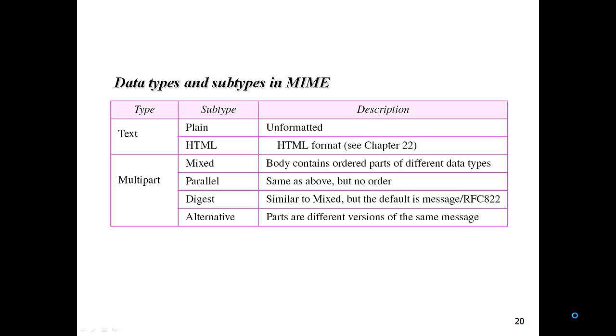Multi-part, sometimes a MIME payload is going to be mixed, so the body can contain ordered parts of different data types. It can be parallel, same as above, but no order. It can be digest, similar to mix, but the default is message. And alternate, parts are different versions of the same message.